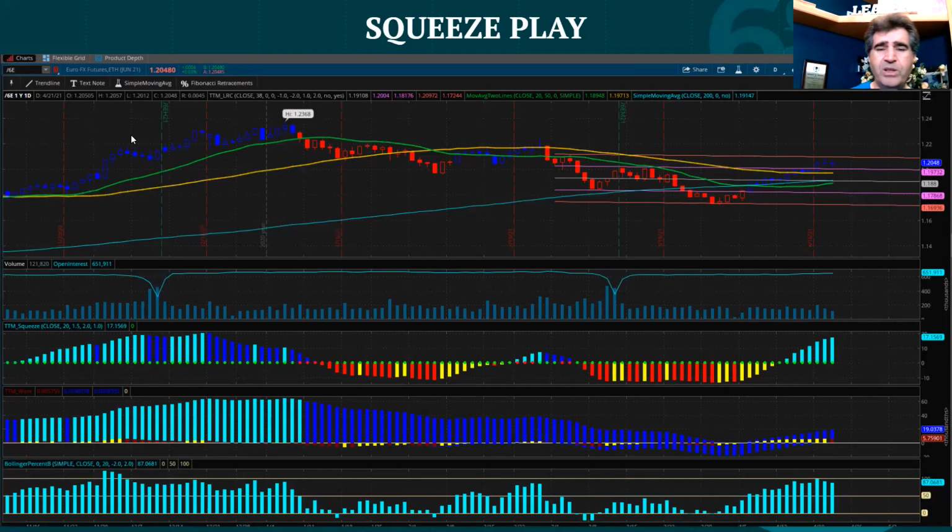One of my other favorite plays is the squeeze play with the TTM. Now, what that means is this is based on daily again. As you can see, we're using the TTM lines as well as the squeeze. So now again, the bars, remember we have 1, 2, 3, 4, 5, 6, 7. Usually the bars are good for about 8 to 10. So we are getting pretty close to our target.